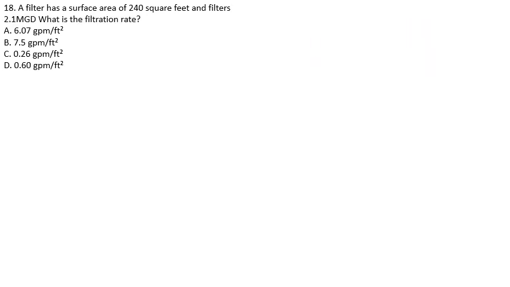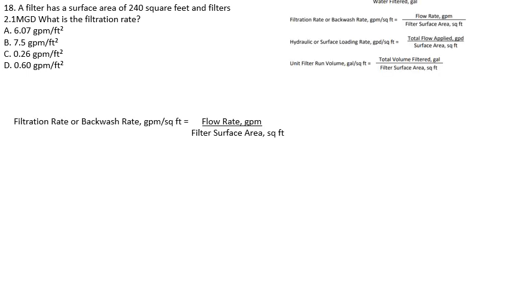Question number 18. A filter has a surface area of 240 square feet and filters 2.1 million gallons per day. What is the filtration rate? Again, the equation for filtration rate is flow rate in gallons per minute divided by the filter surface area in square feet. We have the surface area in square feet, but we need to get the flow rate into gallons per minute.